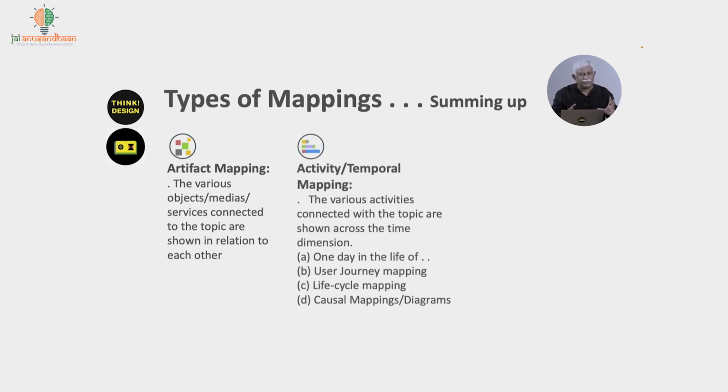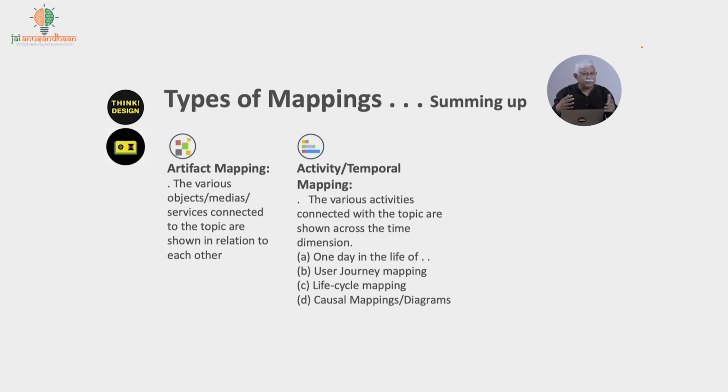And then the next one is an activity mapping. That means that something which happens across a period of time is actually mapped. The most simple one is you take your user or your product and show one day or a time period in its life. And the next one is a little interesting and more complicated, which is the user journey mapping, where you actually map the timeline, but you also look at other factors which are influencing this timeline. So that's called the user journey mapping.